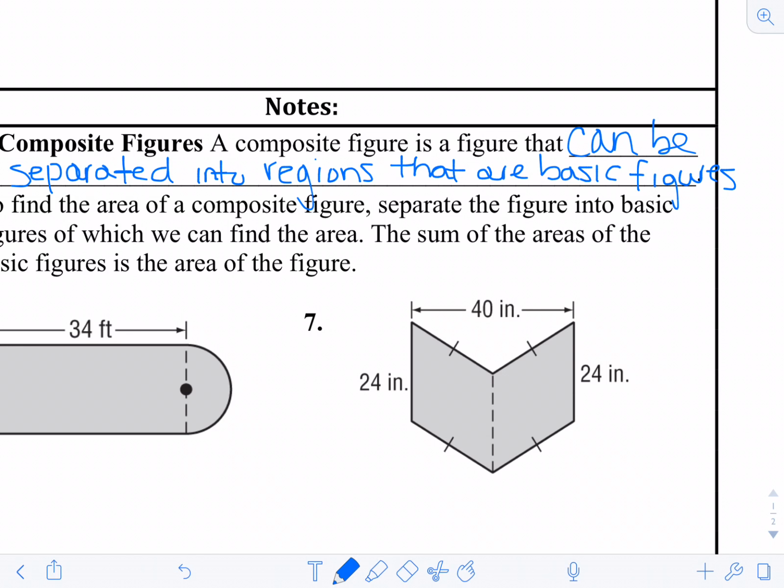Okay, so what we are going to do is, I think there's only 4 examples. I don't think, yeah, there's on the back side. So just 4 examples of composite figures.